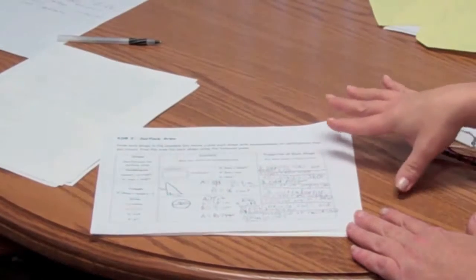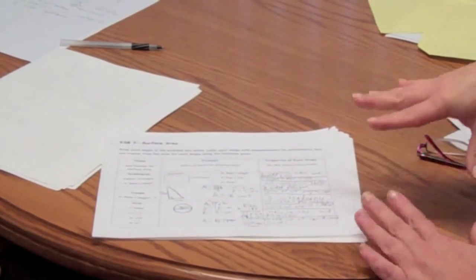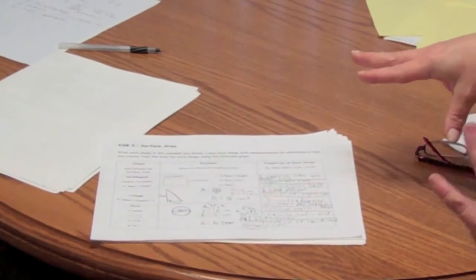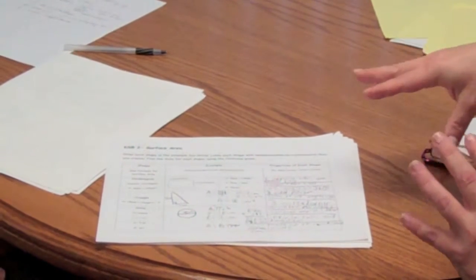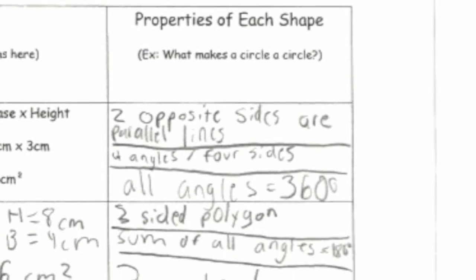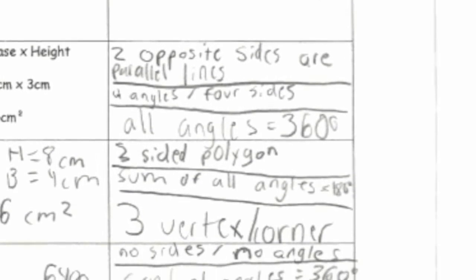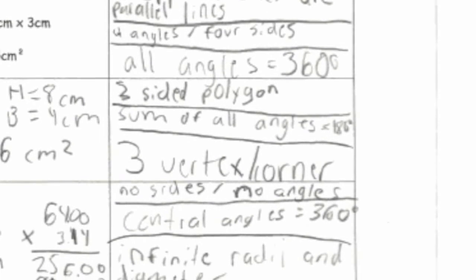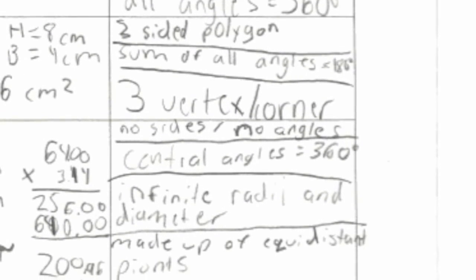And the other piece of this, which is extremely important, which a lot of times we don't talk about, is the properties of each shape. What makes a triangle so different than a circle, etc., etc. So they have to then bullet and write some properties for each.